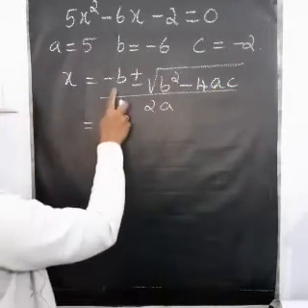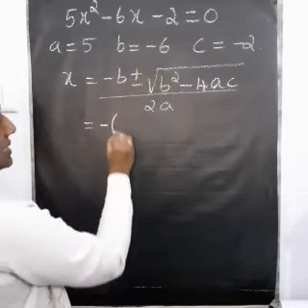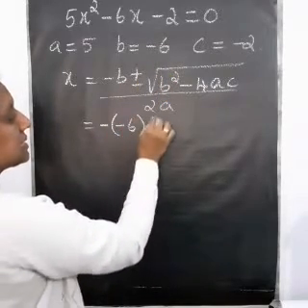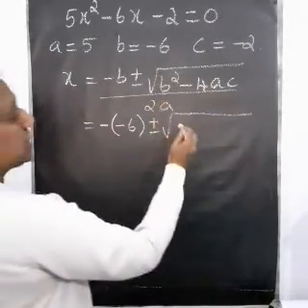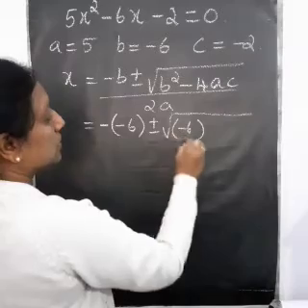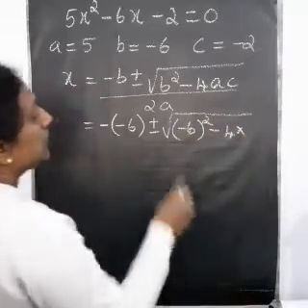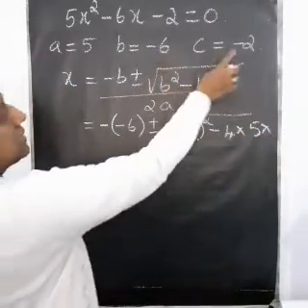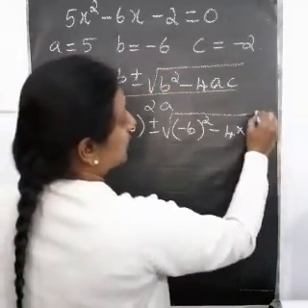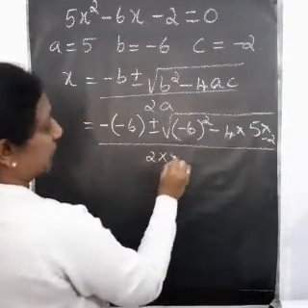Now if I substitute, what is my minus sign there? B is minus 6. Minus of minus 6 plus or minus root of, what is b squared going to be? Minus 6 the whole square minus 4 into a is 5 into c is minus 2. Okay. So divided by 2 into 5.